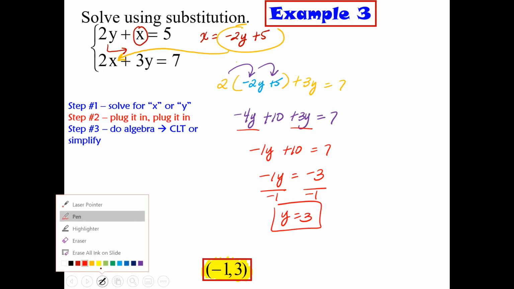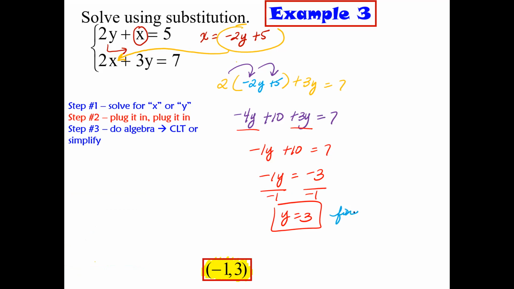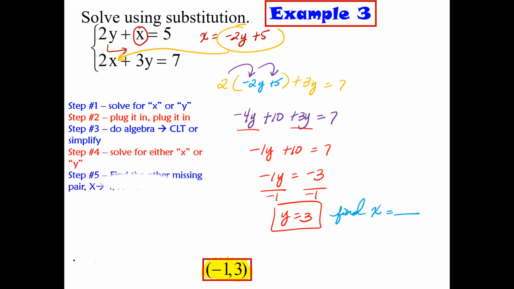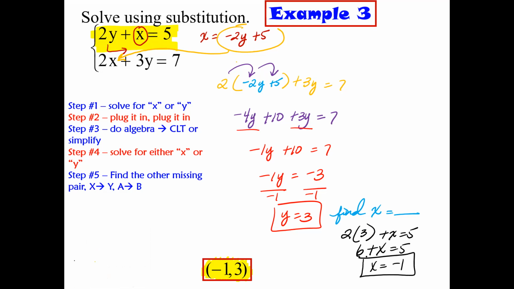Ta-da! There I have my y. But once I get my y, I have to find my other counterpart, which is x. In order for me to find x, I need to plug the y into either the first or second equation and solve for x. Since I picked the second equation last time, let's pick the first equation this time. So with this one, I have 2y, so replace the y with 3, plus x equals 5. 6 plus x equals 5. 5 minus 6 is a negative 1. And there's your answer.